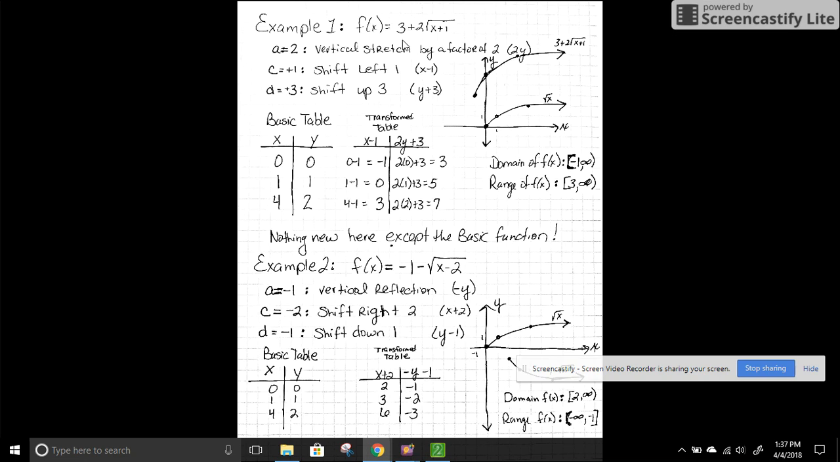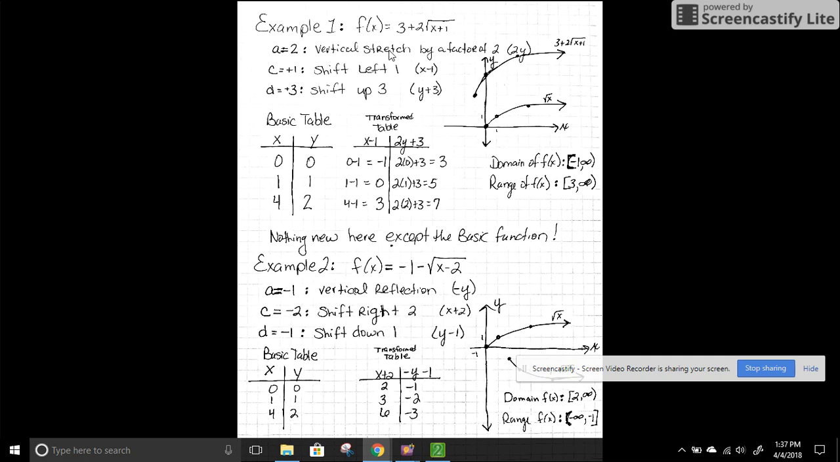On the directions, I've asked you to list your parameter changes. So be sure on your homework to do this. List your parameter changes so that I can understand for sure that you understand which one's which. Multiplier in front of the square root, that's your A. Adding or subtracting underneath, that's your C. Adding and subtracting outside, that's your D.